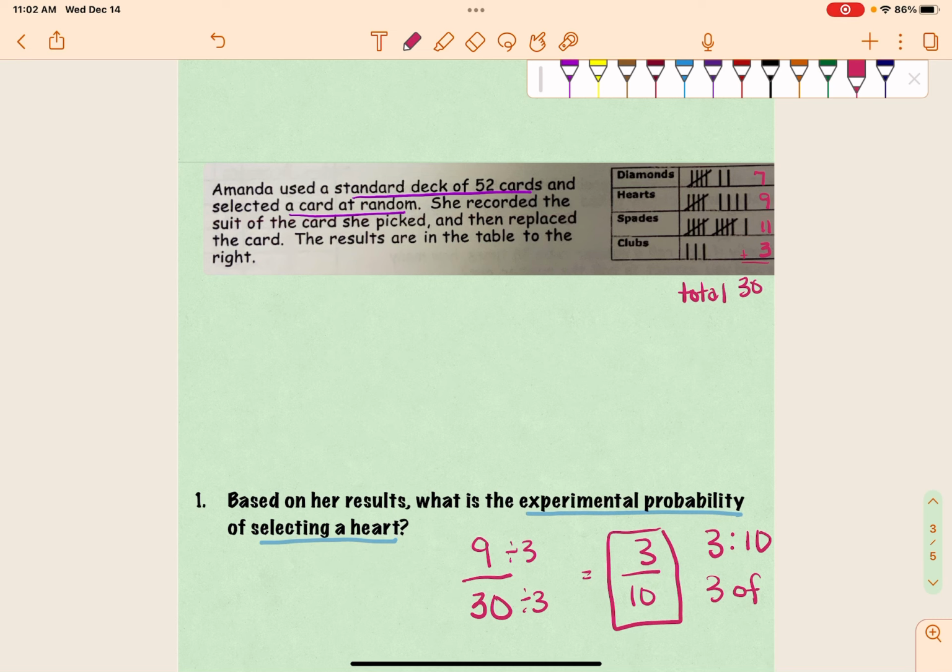I could write that as this. Oops, I guess it would help if I didn't run out of room there, huh? I could write 3 to 10. There's more than one way you can write them, just so you see it. But when it's experimental, I have to use the data that she collected.